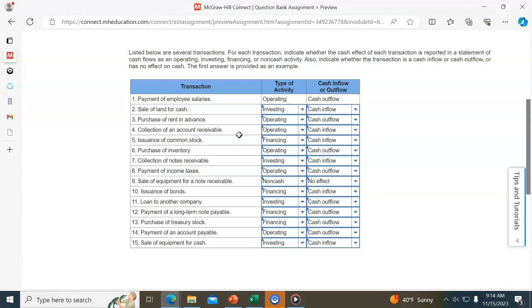Loan to another company. Investing. Payment of a long-term note payable. Financing. Purchase of treasury stock. Remember? That was that whole financing section we talked about last week. Stockholders' equity section. Payment of an accounts payable. What is an accounts payable? Isn't that a current liability? Sale of equipment for cash. Investing. Right? Is it kind of making sense, guys?